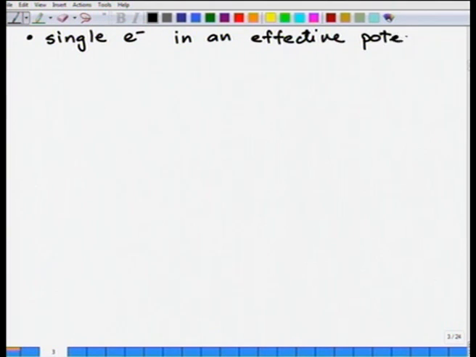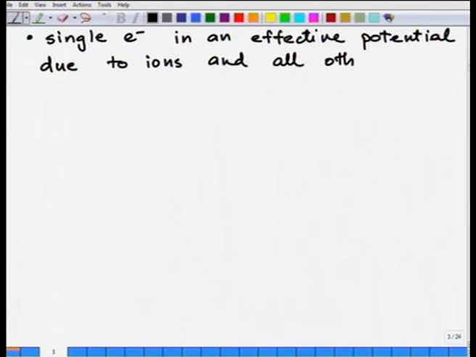In an effective potential due to ions and all other valence electrons. So, all other valence electrons and ions are reduced to an effective potential. There is an ingenious formulation for it. So, you treat this single electron, you solve a single electron Schrodinger equation in an effective potential. The exact solution of this problem is beyond the scope of this course.